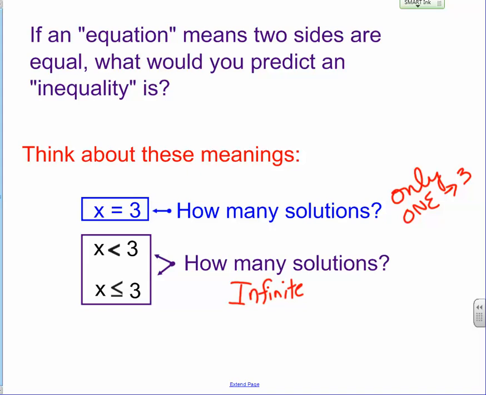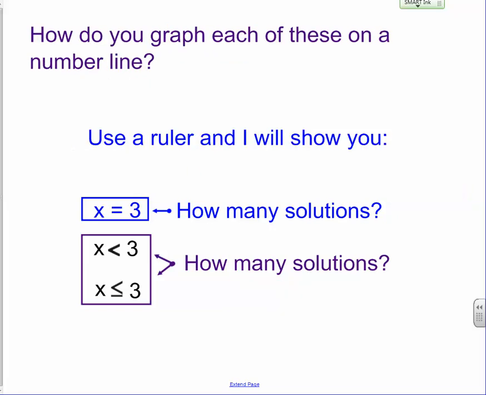So to get you thinking about that, if I say that x is 3, and I say how many solutions are there, there's only one, and the only one it can be is 3, because I told you x equals 3. But if I say x is less than 3, or x is less than or equal to 3, there are infinite solutions, because numbers go on forever. So x is less than 3 is any number infinitely that's smaller than 3. And x is less than or equal to 3 means including 3 and every number less than 3. And remember that number lines go infinitely in both directions, so there are infinite solutions.